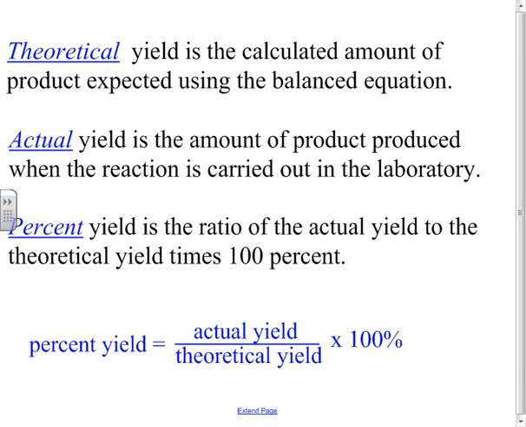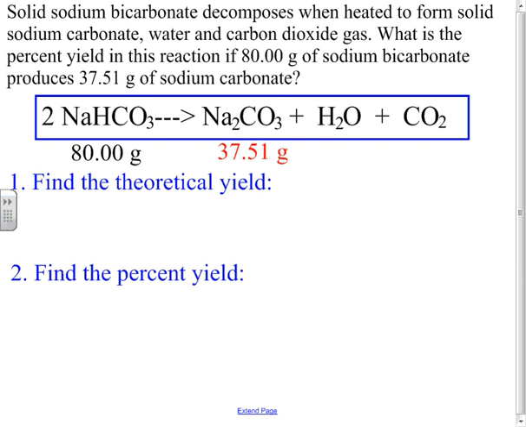And the percent yield is the ratio of the actual yield to the theoretical yield times 100%. The way I usually describe it is how much you did get compared to how much you could get times 100%. Pretty much the same way you would score a test or a quiz. How much did you get out of the possible number of points? So here's a typical percent yield problem.